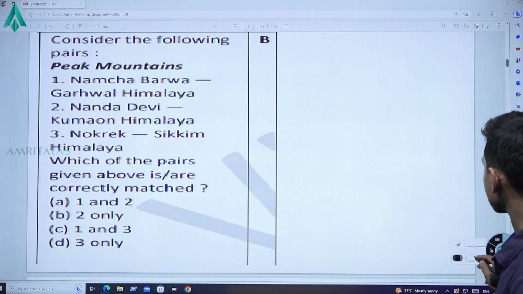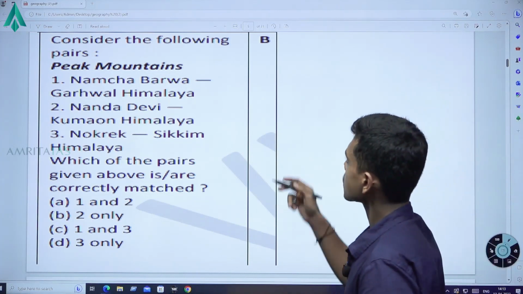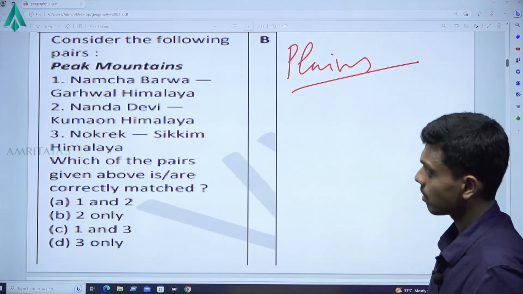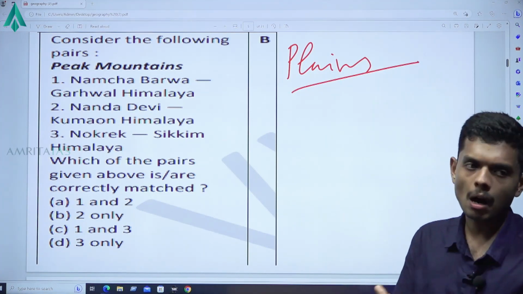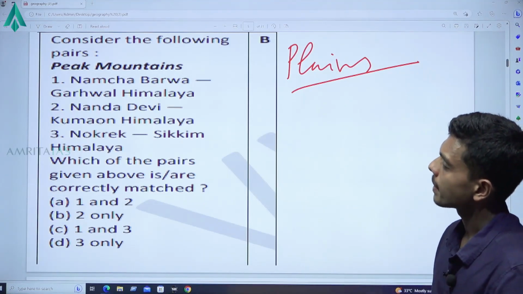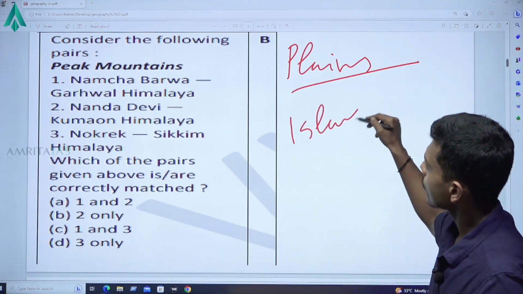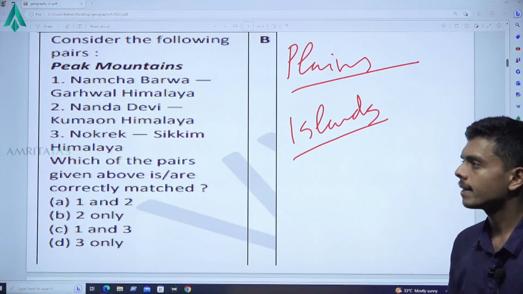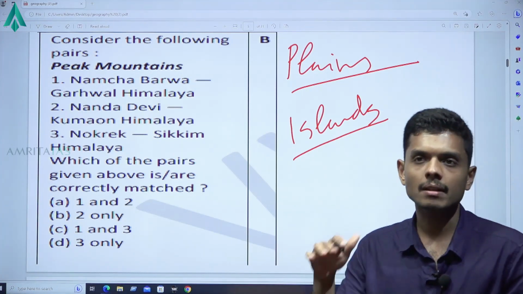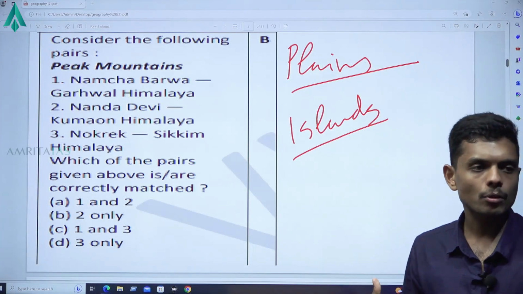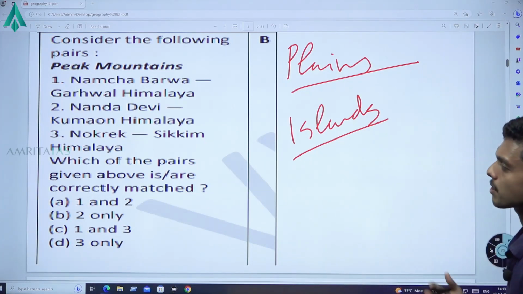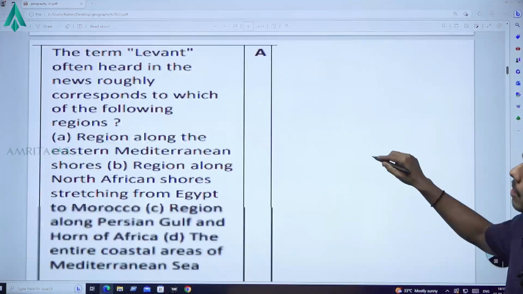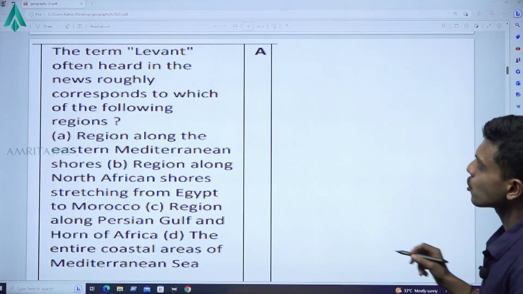So again, since they had asked about the Himalayan ranges, this year we can expect questions about the plains, the subdivision of plains, right? The terminologies, Bhabar, Khadar, all those terms. Then also islands. Basically, any Indian geographical features, physical features can be asked. The channel which is separating the Greater Andaman, Little Andaman, the islands of India, anything. Okay, this is a static question from Indian geography.